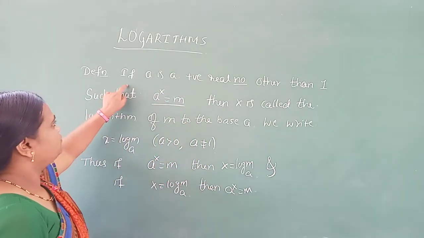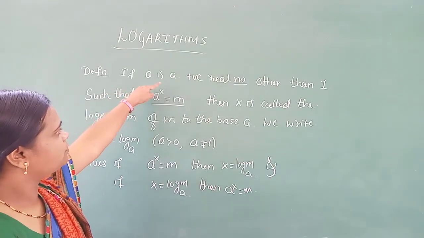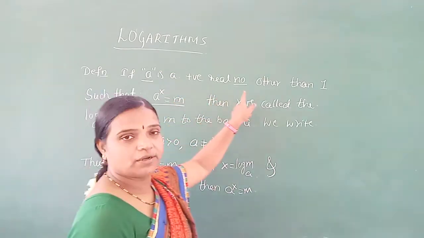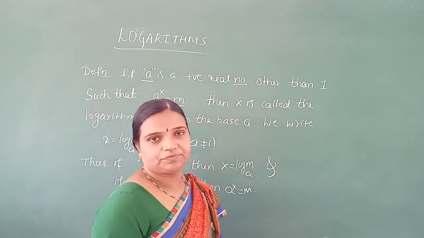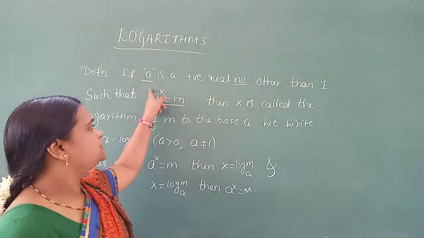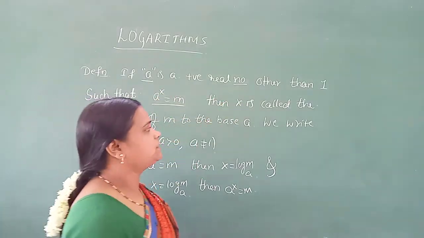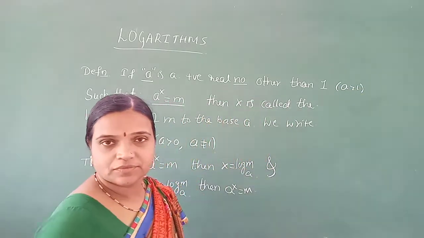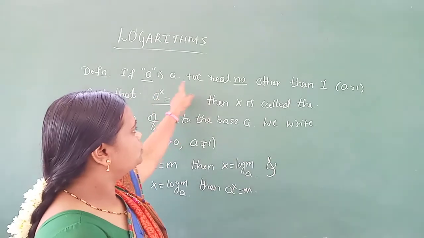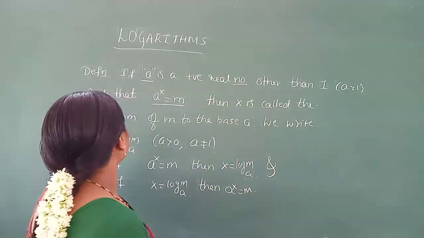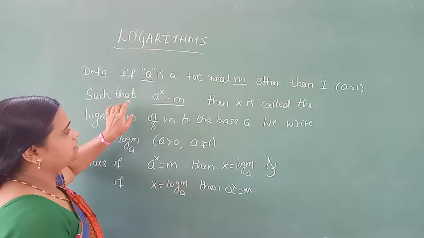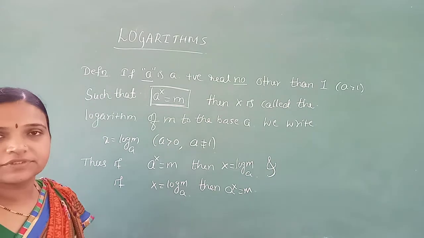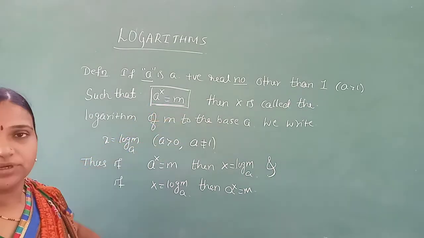See, if a is a positive real number other than 1, okay, what is the condition? A is a positive real number other than 1, nothing but a must be greater than 1, correct? A is a positive real number other than 1 such that a to the power x equal to m. Correct? A to the power x equal to m.